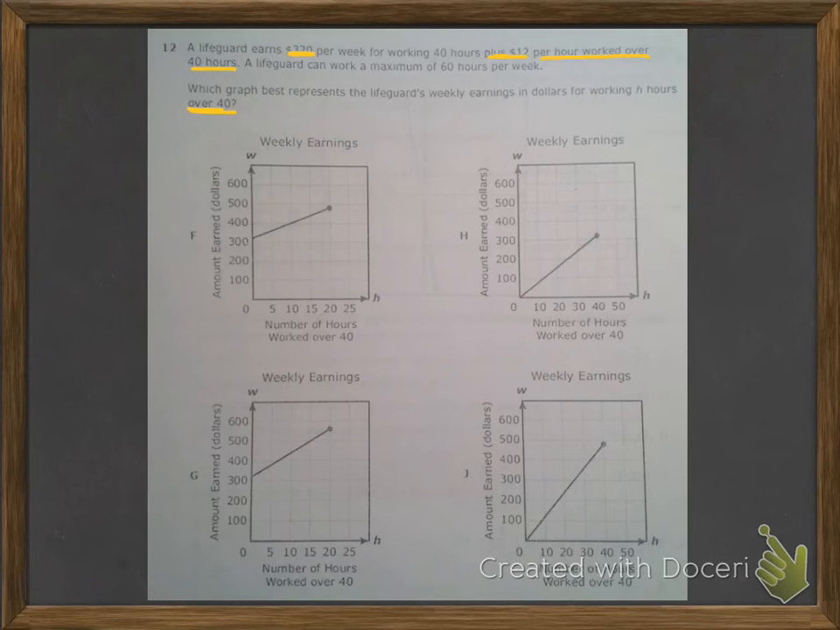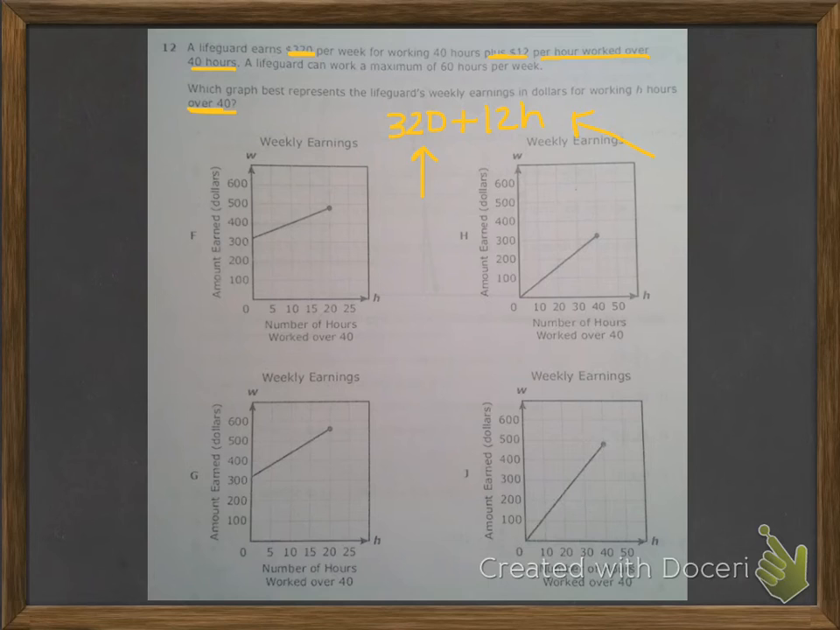So this one is a little bit tricky, but we're going to figure it out. Let's look at the first sentence again. A lifeguard earns $320 for working 40 hours, plus they earn $12 per hour for every hour worked over 40 hours. So this is how much they earn for 40 hours. This is how much they earn for working any hours over 40 hours. They earn $12 for each additional hour.